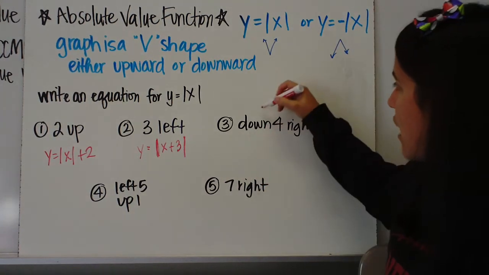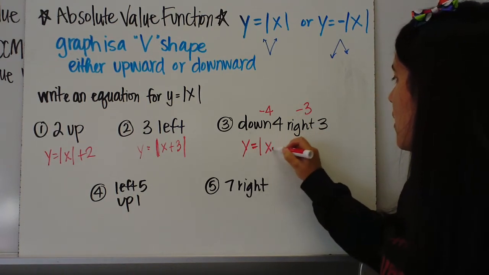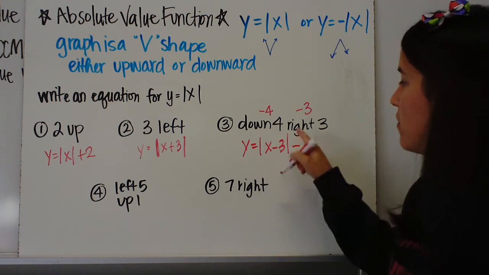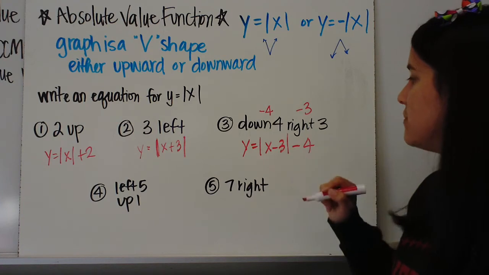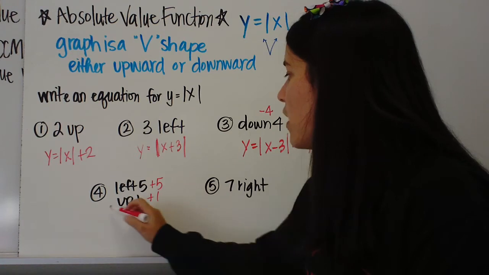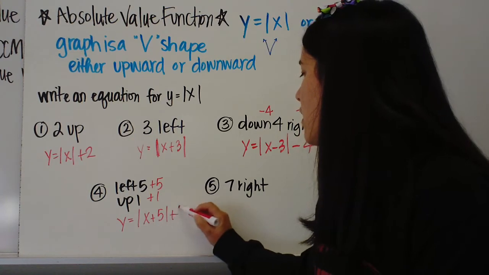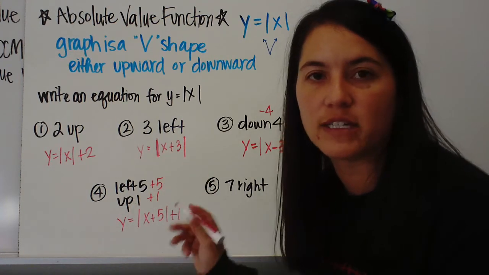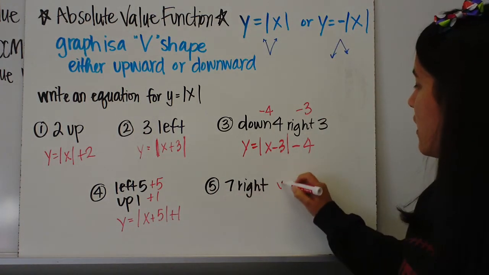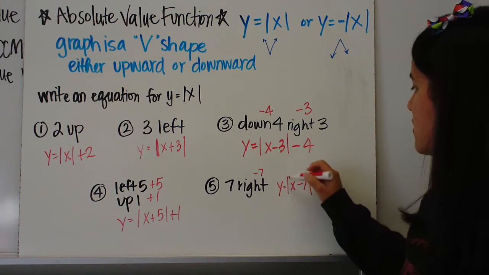Down 4, right 3. So down 4 is going to be minus 4. Right 3 is going to be minus 3. The down goes on the outside of the bars, and the right goes on the inside. So left 5 would be plus 5, and up 1 would be plus 1. The up 1 has to go on the outside of the absolute value bars, because the vertical translation is on the outside. 7 right would mean minus 7. So there we go.